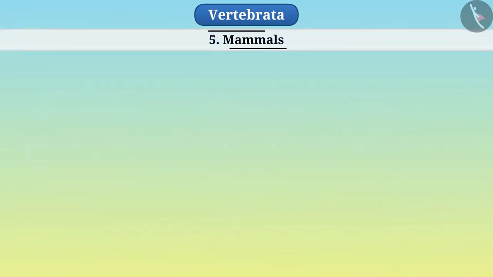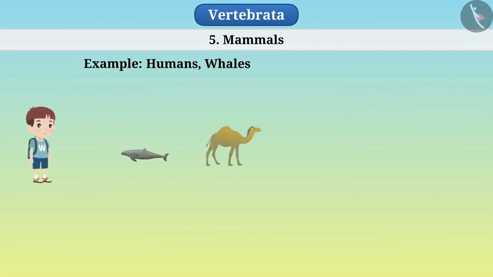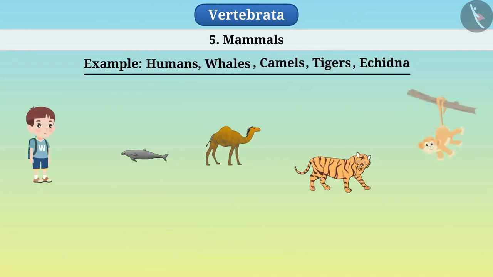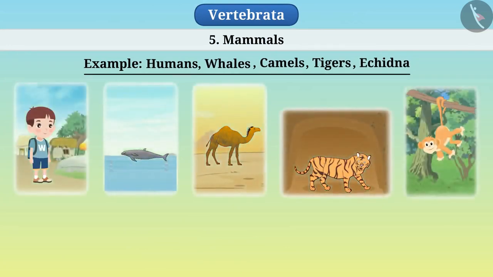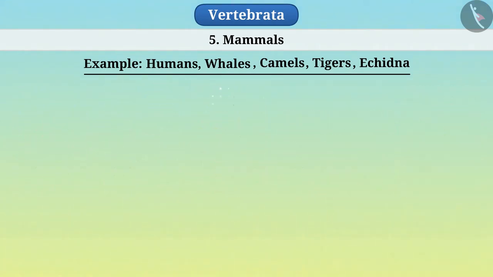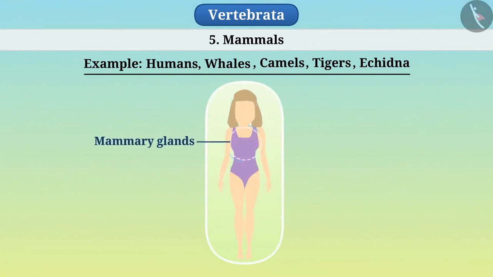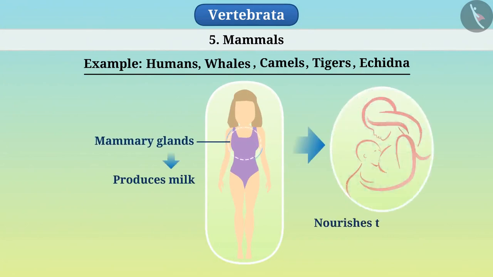Mammals. These include animals such as humans, whales, camels, tigers, echidna, etc. They are found in all types of environments such as land, water, desert, dark cave, forest, etc. Their main feature is the presence of mammary glands in the body in the female. This gland produces milk which nourishes the newborn.